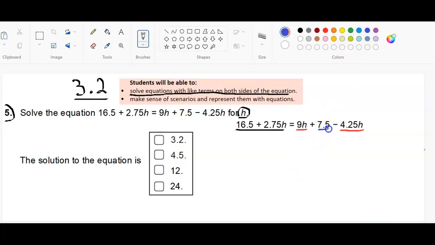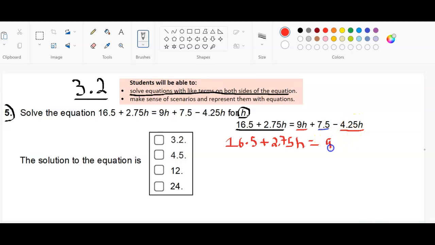Let me put them in different colors. So we have three terms, but I know that the 9h and the negative 4.25h are like terms. So maybe I should do something to them first before I start using my inverse operations. I'm going to leave the left hand side alone for now: 16.5 plus 2.75h equals 9h minus 4.25h.